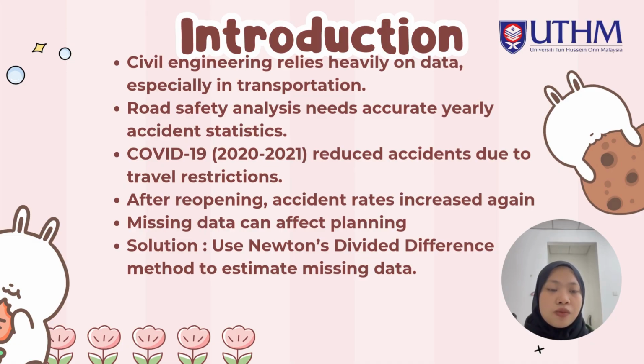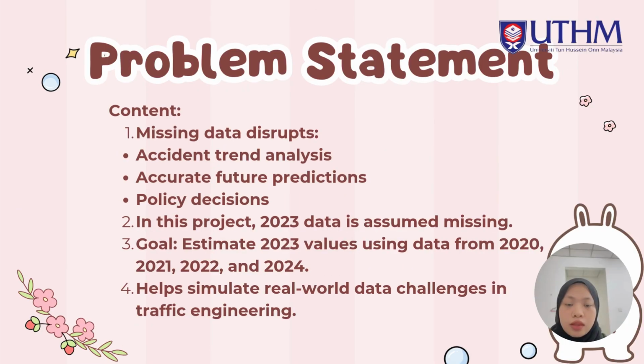The solution to this problem is that we can use the Newton divided difference method to estimate the missing data. For the problem statement, we focus on four points. First, the missing data described, for example accident trend analysis, accurate future prediction, and policy decisions. In this project, 2023 data is assumed as missing data. The goal is to estimate the 2023 values using the data from 2020, 2021, 2022, and 2024. This problem helps simulate real-world data assurance in traffic engineering.